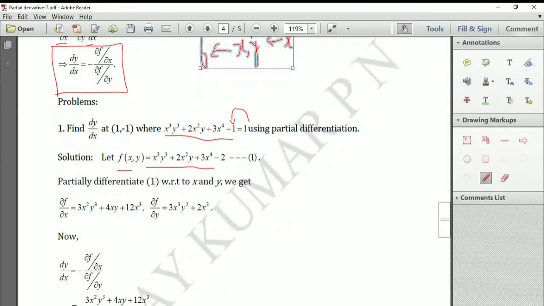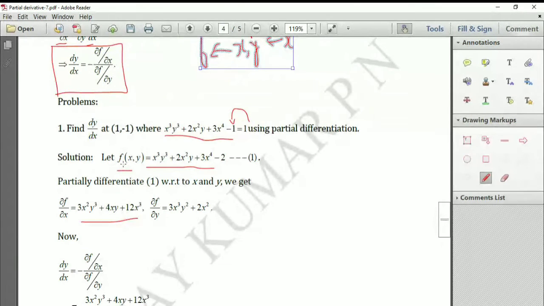Now differentiate this partially with respect to x. As usual, when you are differentiating with respect to x, y should be treated as constant. So the derivative of x cube is 3x square, y cube is constant, plus 2y is constant, the derivative of x square is 2x, 2 into 2, 4xy, plus 3 is constant, the derivative of x to the power of 4 is 4x cube, so 4 into 3, 12x cube.